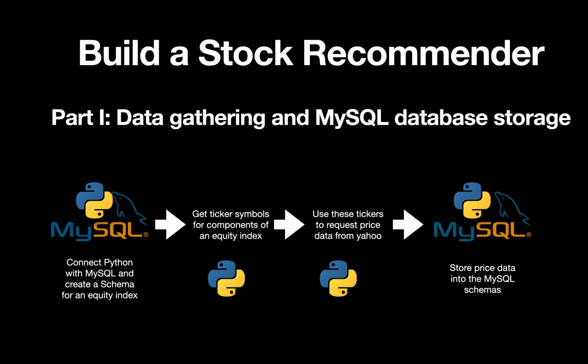Hello and welcome. In this series we are going to build a stock recommendation system using Python and MySQL. In this particular video we are setting up MySQL and creating schemas where we are storing tables containing stock prices of index components. Therefore, we are first of all installing MySQL on your system and then populating the database with stock price data as shown in this chart here.